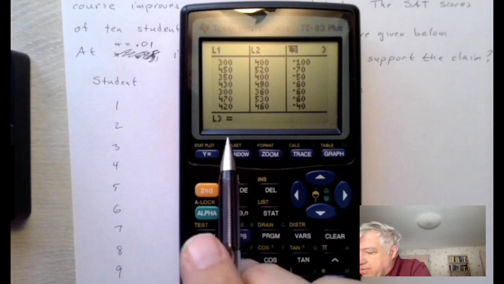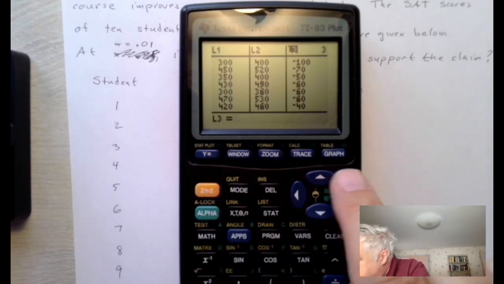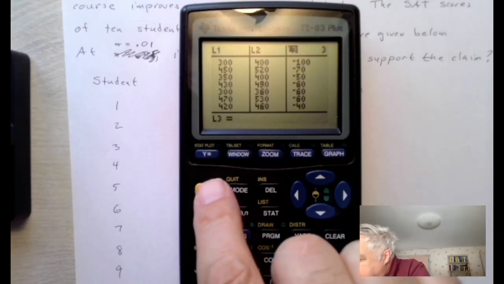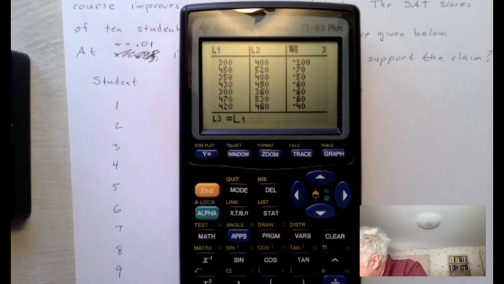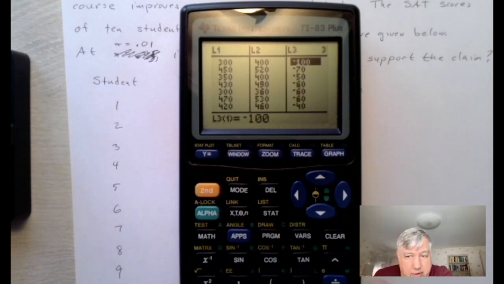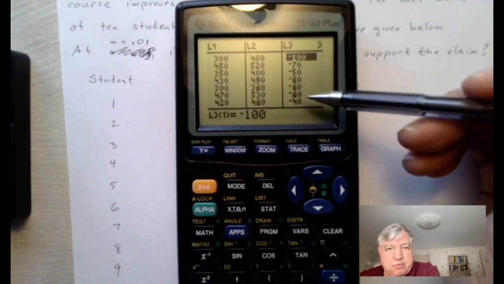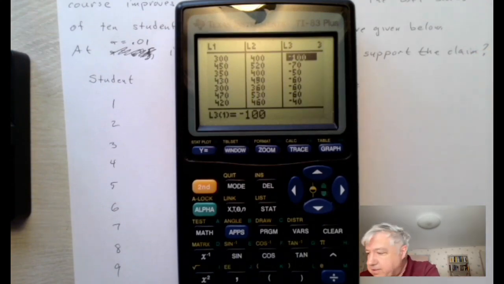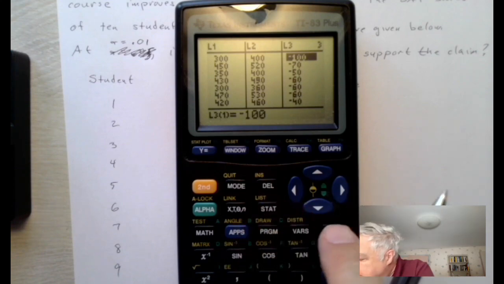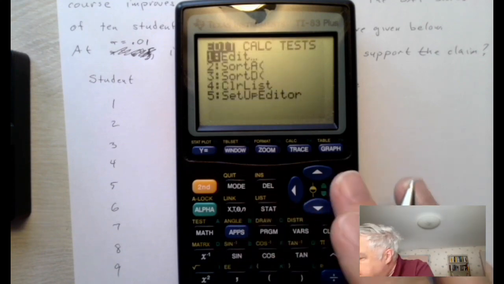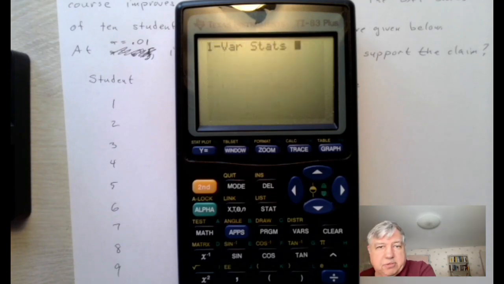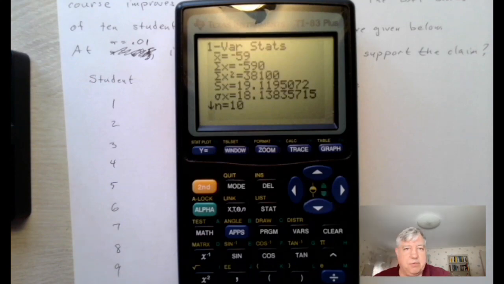Where it prompts us for L3, when you go up here to L3, select that, and then enter L1 minus L2. Okay, and then hit enter, and here you get all the differences. Now these are the ones that we want to find the mean and the standard deviation for. So we go to stat, calculate this time, choose one-variable stats, choose L3, and it tells you the mean.